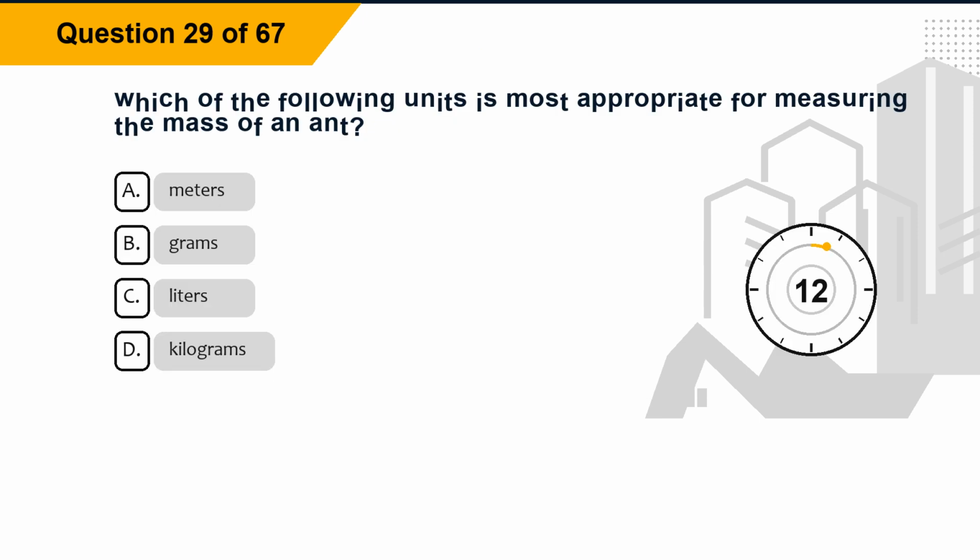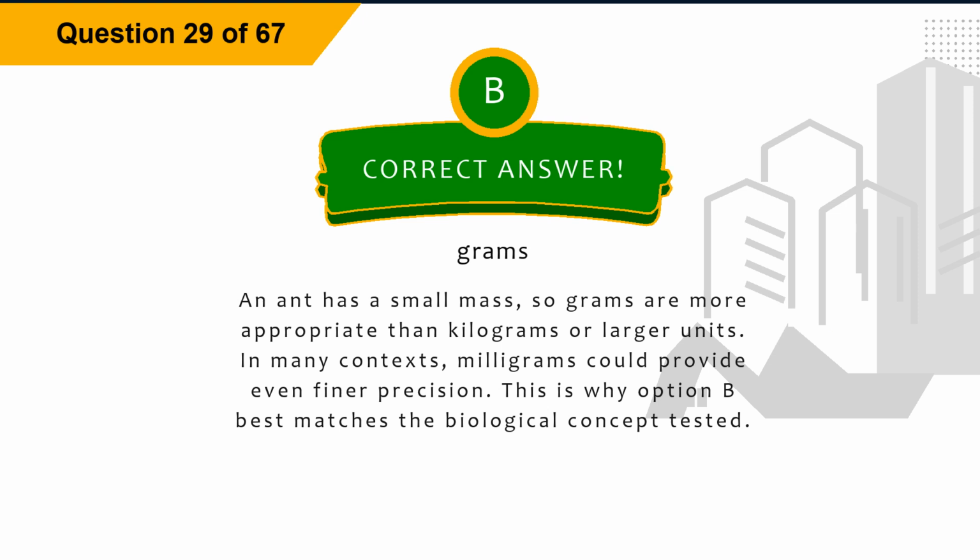Question 29. Which of the following units is most appropriate for measuring the mass of an ant? Option A, meters. Option B, grams. Option C, liters. Option D, kilograms. The correct answer is option B, grams.